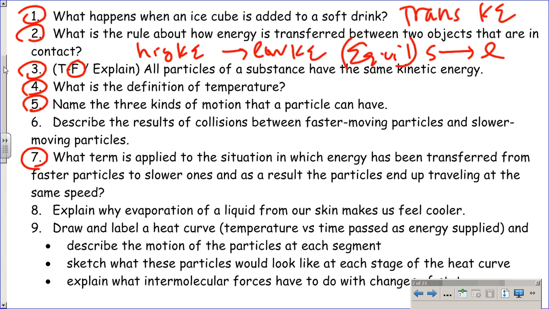Which term is applied to a situation in which energy has been transferred from faster particles to slower particles, and as a result, the particles end up traveling at the same speed? Kevin. Thermal equilibrium. Okay, so they're all traveling at the same speed. Their kinetic energy is the same. They're at equilibrium. Okay, so we're going to use that word as we go through this.